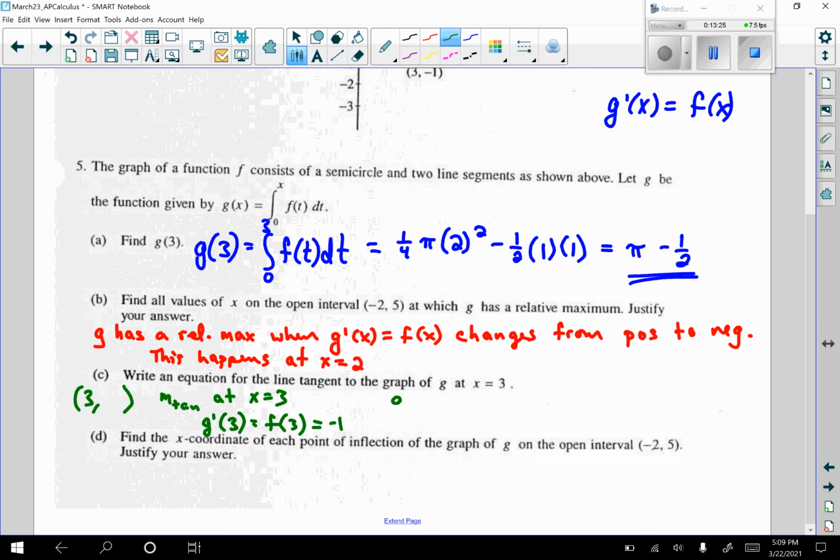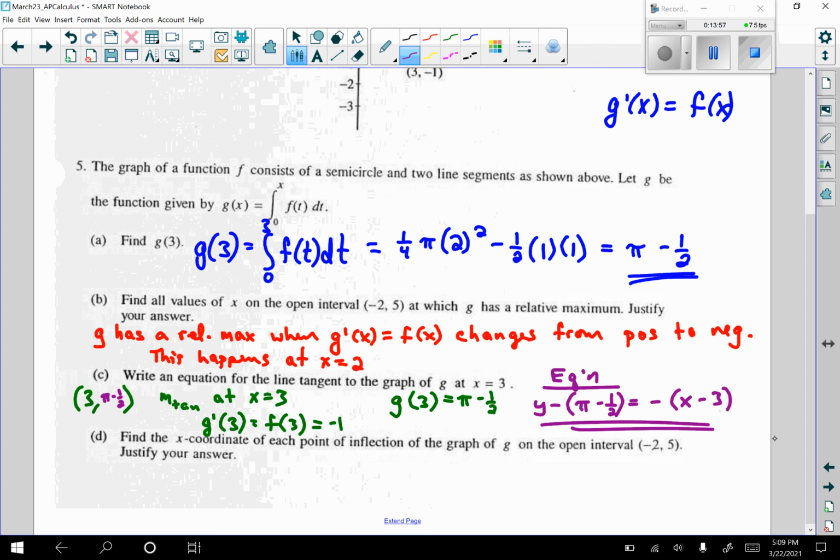So that's the slope of our tangent line. The ordered pair is really asking us for g of 3. Well, that's what we found in part A. That's pi minus 1/2. So then our equation, using point slope form, so I'm going to squeeze this in here, pi minus 1/2. So that becomes y minus y1, so y minus the quantity, pi minus 1/2, is equal to our slope, which is -1, times the quantity x minus x1, x minus 3. And we could leave it just like that.